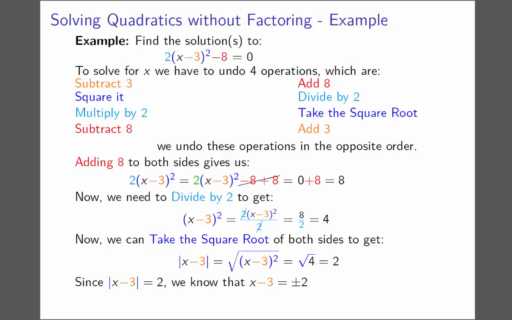And because the absolute value of x minus 3 equals 2, we know that x minus 3 itself must be plus or minus 2. This equation we can solve by adding 3 to both sides, so we just get x on the left. So adding 3 to both sides gives the solution x equals 3 plus or minus 2. And 3 plus 2 is 5, while 3 minus 2 is 1. So the solutions are x is either 1 or 5.